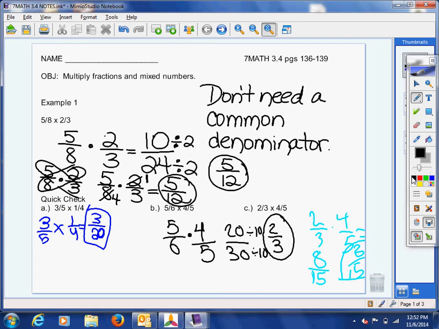All right, let's see how Watson did. Watson got 8/15. Looks great. So no complaints there. Are we good on that one? You understand how to multiply? I am going to challenge you with the cross-canceling, but when we get to higher numbers, you will see that you would probably want to cross-cancel. That would be a better idea.